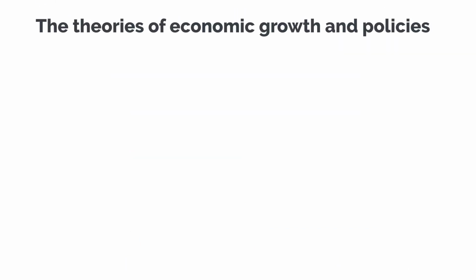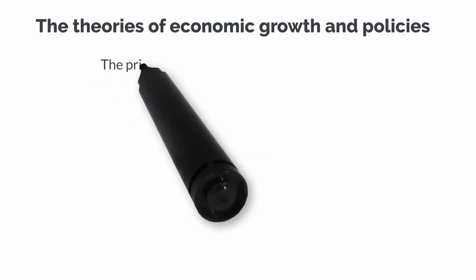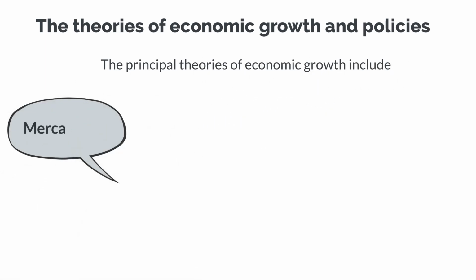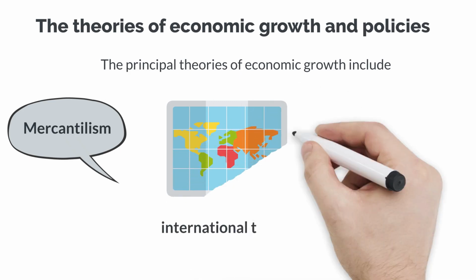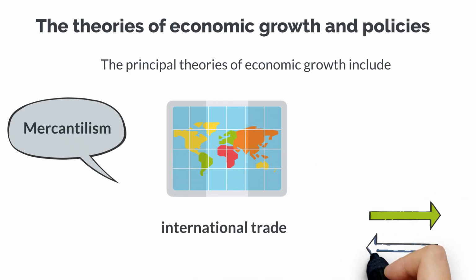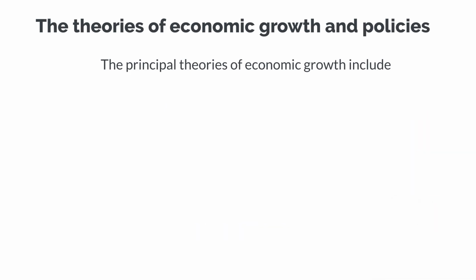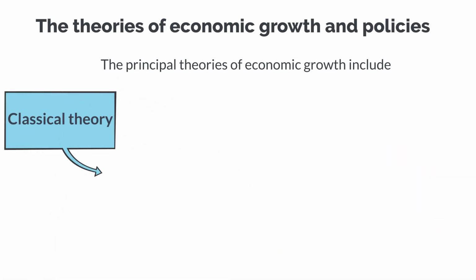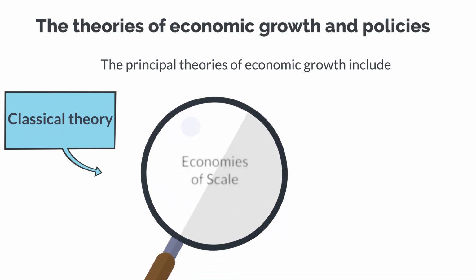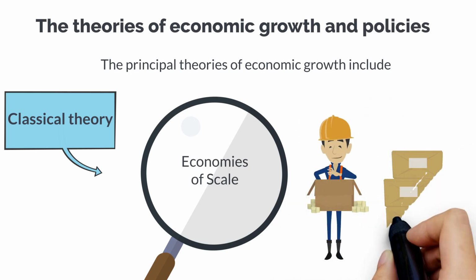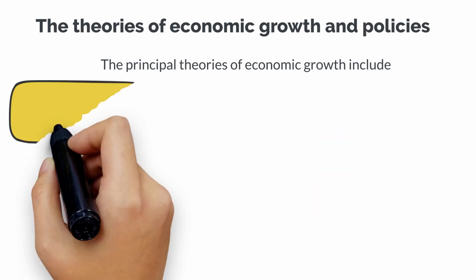The theories of economic growth and policies. The principal theories of economic growth include mercantilism: wealth of a nation determined by the accumulation of gold and running a trade surplus. The surplus can then be exported to acquire more gold. Classical theory: Adam Smith placed emphasis on the role of increasing returns to scale, economies of scale, and specialization. With specialization, workers would become skilled at what they do and therefore produce more units per hour.